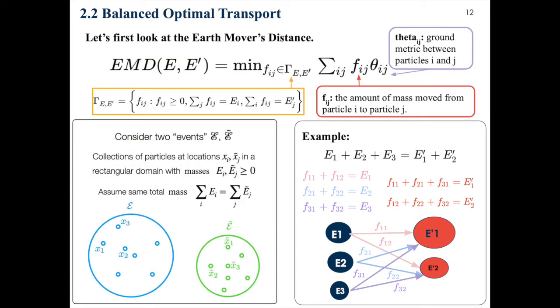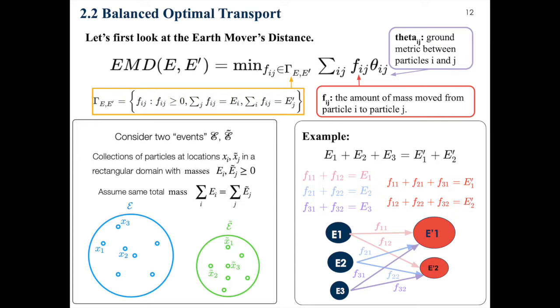So balanced optimal transport requires that the two distributions have equal total mass. So in the case of EMD, the definition is given here. So say we have two events, E and E prime, each composed of a bunch of particles, such as the blue dots here, and the total amount of mass of E and E prime is the same, like here. And F_ij is the amount of mass moved from particle i in event E to particle j in event E prime. And theta_ij is a ground metric between particle i and j, such as the Euclidean distance we used before.